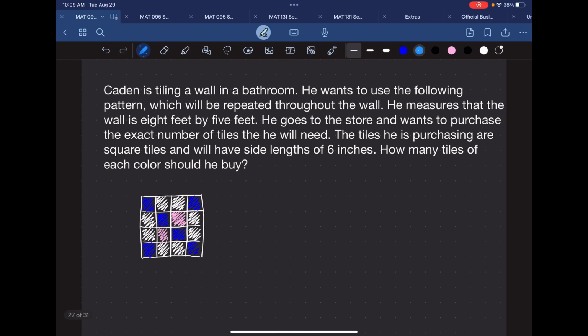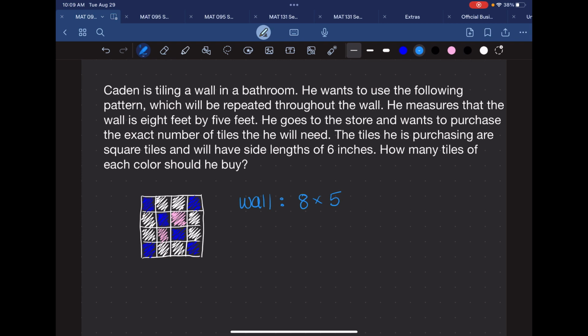All right, now we have Caden is tiling a wall in a bathroom, and he wants to use the following pattern, which is going to be repeated throughout the wall. He measures that the wall is 8 feet by 5 feet. I'm going to write some of this down. So we have the wall is going to be 8 by 5 feet.